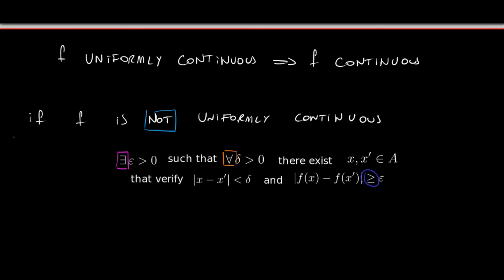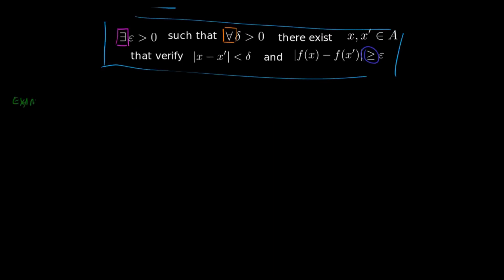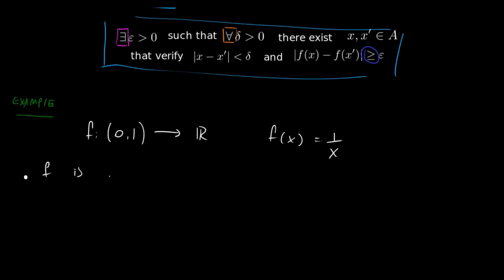So whenever we have a function that we want to prove is not uniformly continuous, this is the definition we want to use. So let's go ahead and use this in an example. Now we have f defined on the open interval (0, 1) to the set of the real numbers, and f of x is going to be 1 over x. So we know that f is continuous, because f is a rational function, and we saw in a previous video that rational functions were continuous.